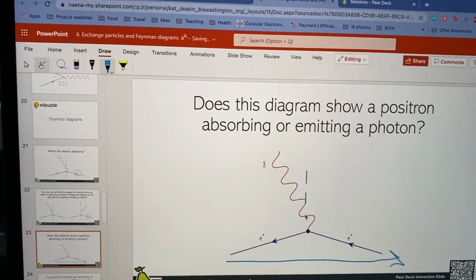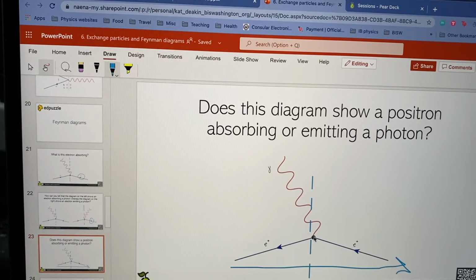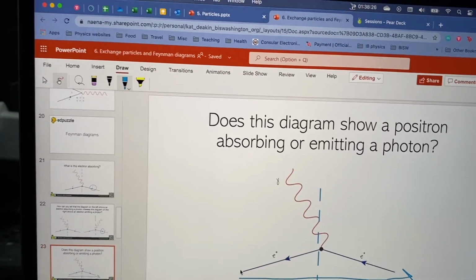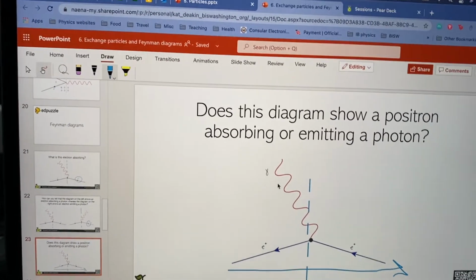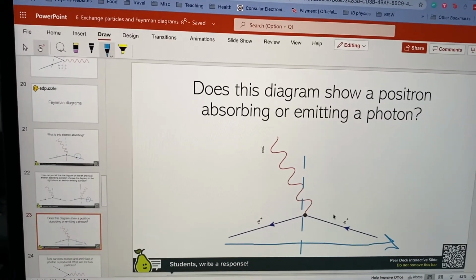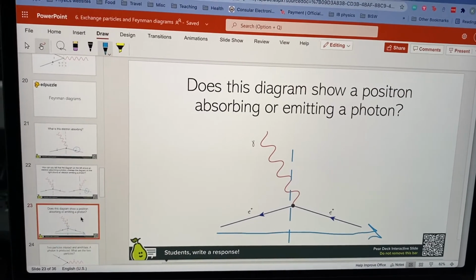So let's draw our dotted line to show this interaction point at this vertex. Initially what we have before the interaction is a positron and a photon. And then after this point in time, to the right hand side of it, we don't have it anymore. So it must be absorbing.